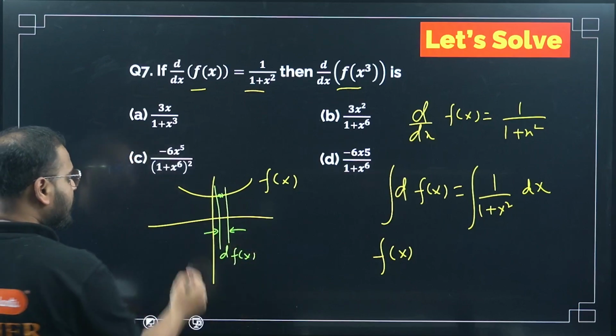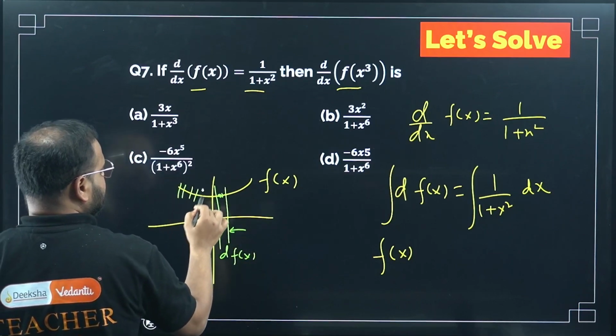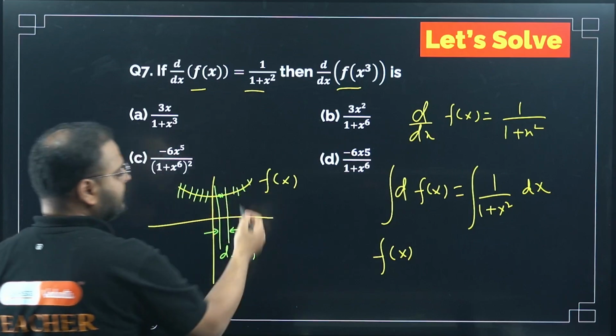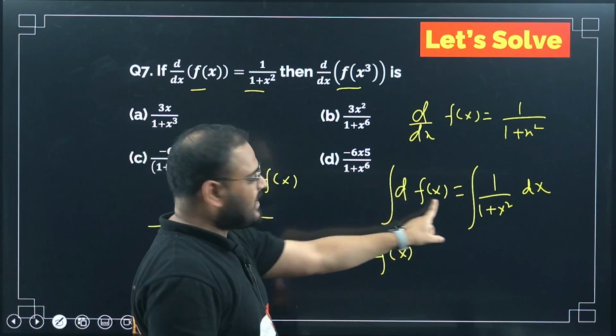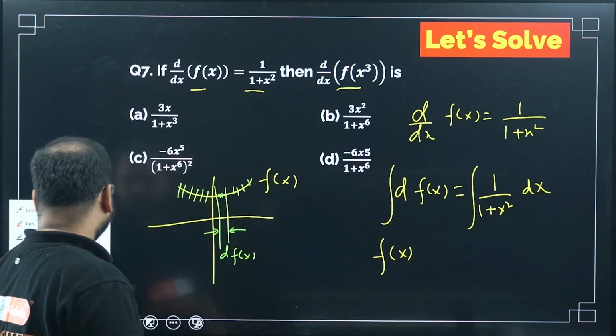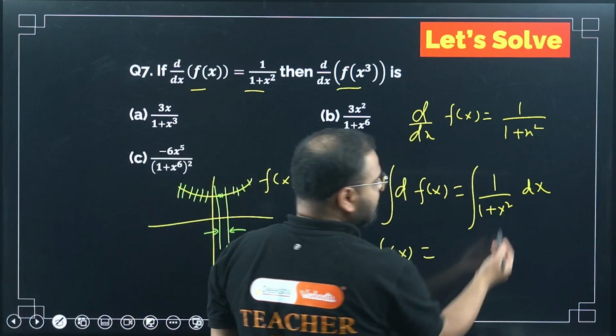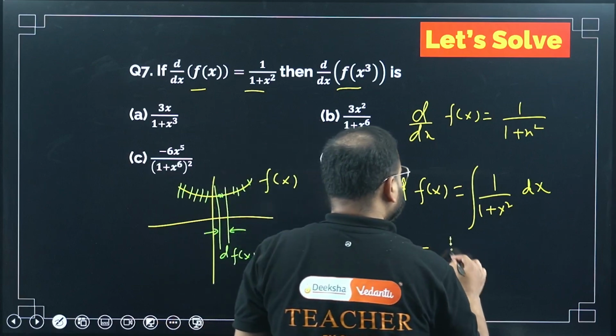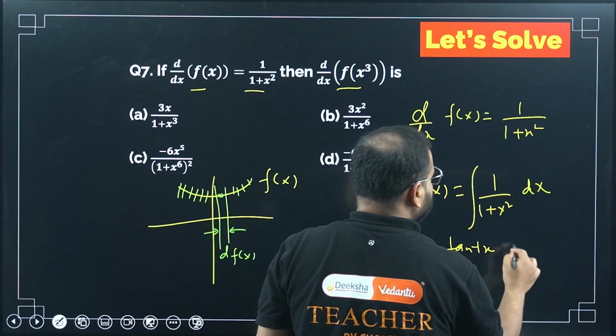Okay, now if you integrate all these small parts, what are you going to get? You're going to get the function f(x), right? Integrate all the small parts of f(x), you'll get the function f(x). Okay, this will be equal to what? Integration of this is tan inverse of x plus c.